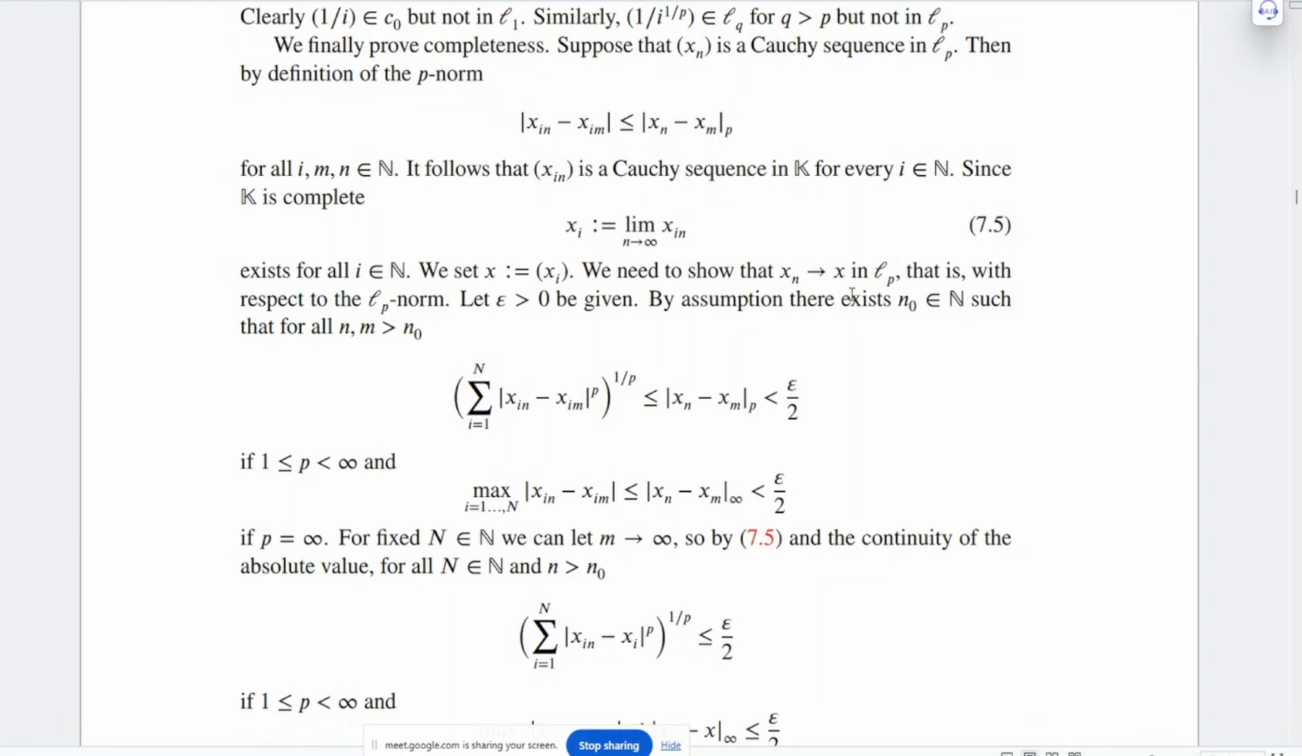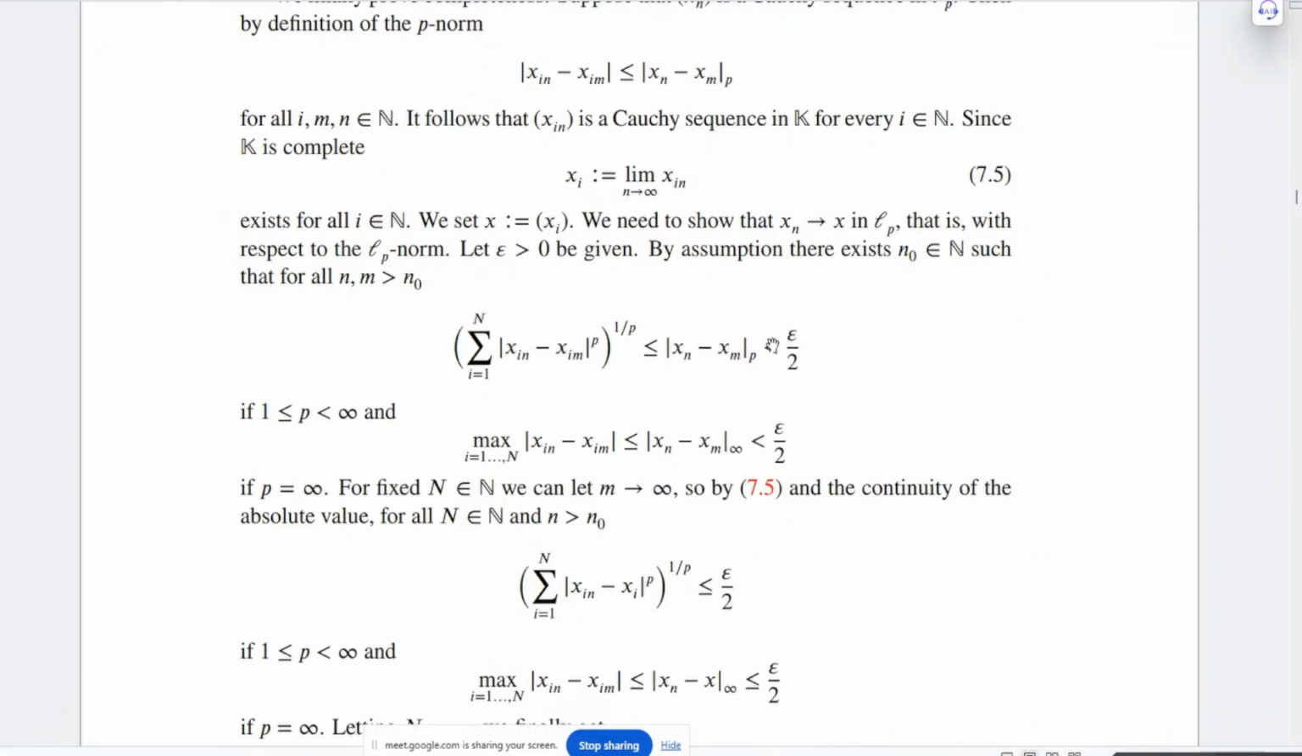What do you mean by xn goes to x in LP? The norm of xn minus x in the LP norm goes to 0. So first we calculate that norm. You see, the problem with L infinity, LP or something, is that it is infinite dimensional. It's not finite dimensional.